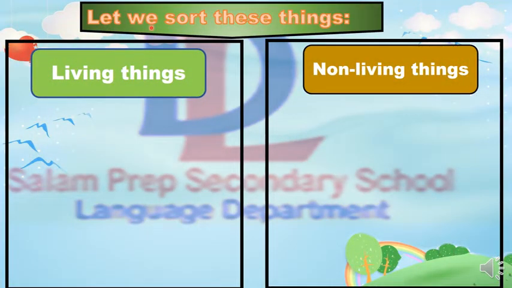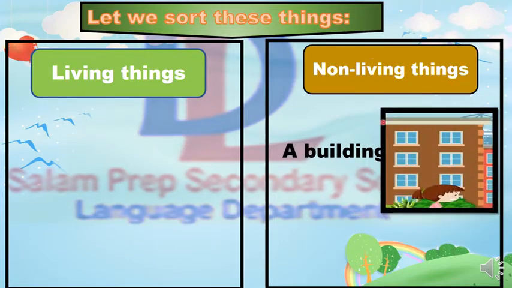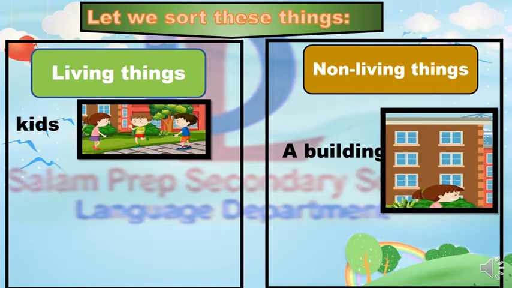Okay, now we sort these things. We will sort what we saw in the last picture into living things and non-living things. Living things, non-living things. A building is a non-living thing. We saw also kids. Kids are living things because they are people.